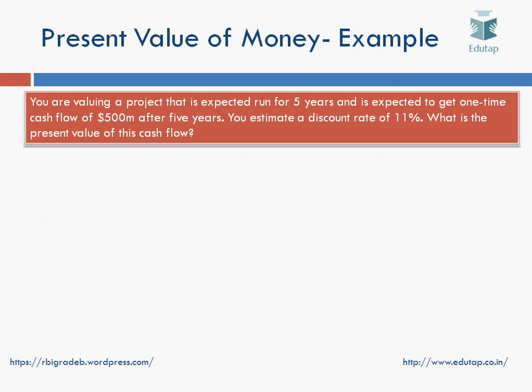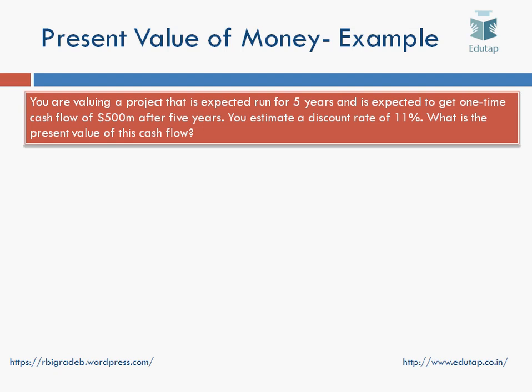Now let's do an example on present value of money. Suppose you are valuing a project that is expected to run for 5 years and it is expected to get a one-time cash flow of $500 million after 5 years. You estimate a discount rate of 11%. What is the present value of this cash flow? So the question says that after 5 years, you will get around $500 million from a project which is supposed to run 5 years. So you will get this 500 million 5 years from today. And the estimated discount rate, or you can say rate of interest, is 11%. What is the present value of cash flow?